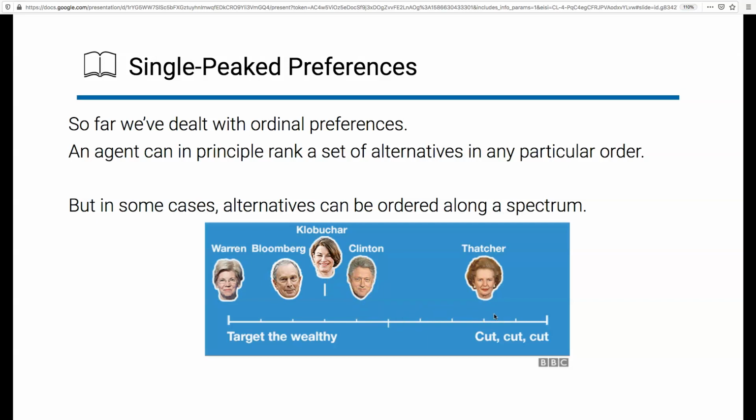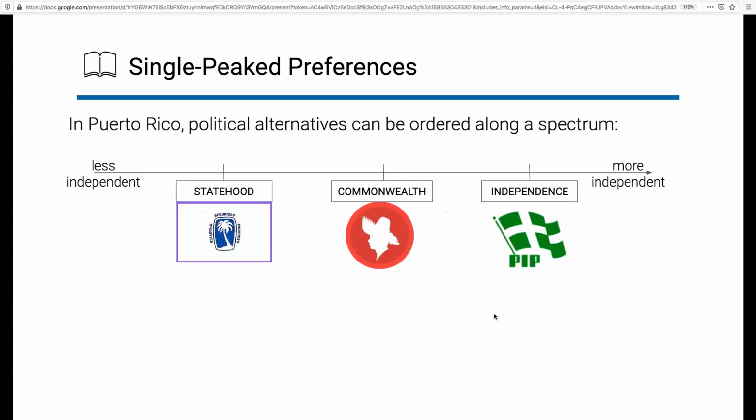And I actually don't want to deal with political figures. Instead, I'm going to look at a very similar example that'll have to do with political parties. And so here's the example. If you know, Puerto Rico is a US territory, which is not exactly a state, but not exactly an independent country. So it's somewhere in between. And the political parties in Puerto Rico advocate for three different alternatives.